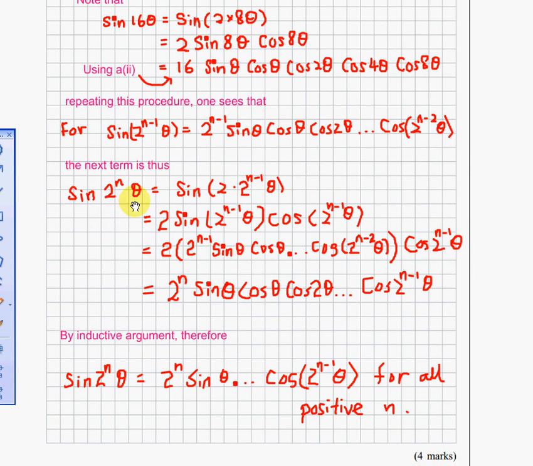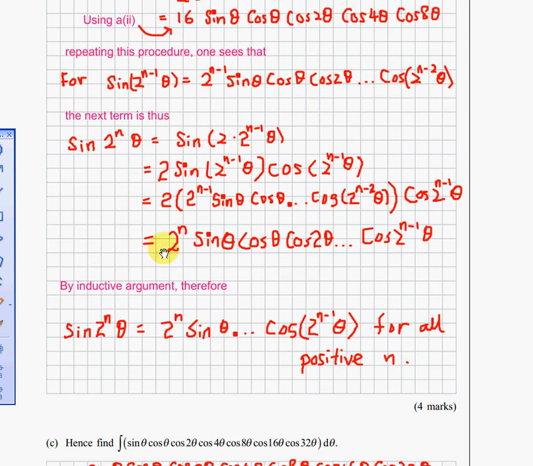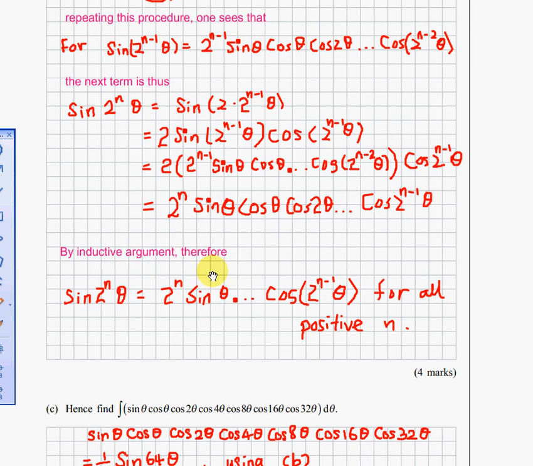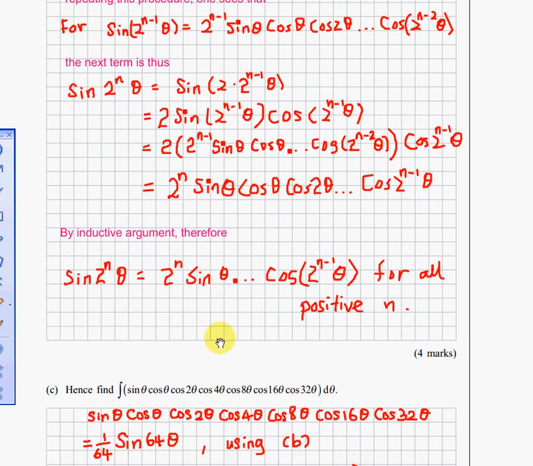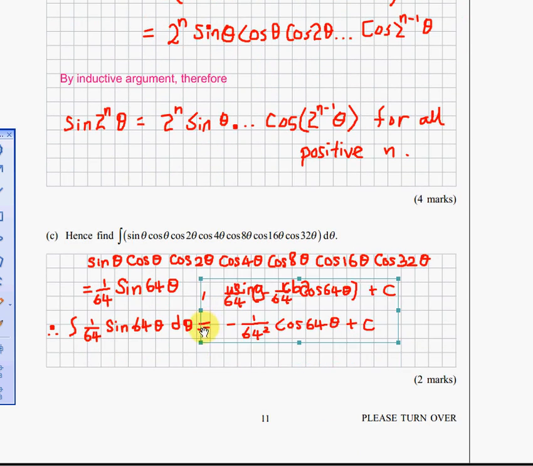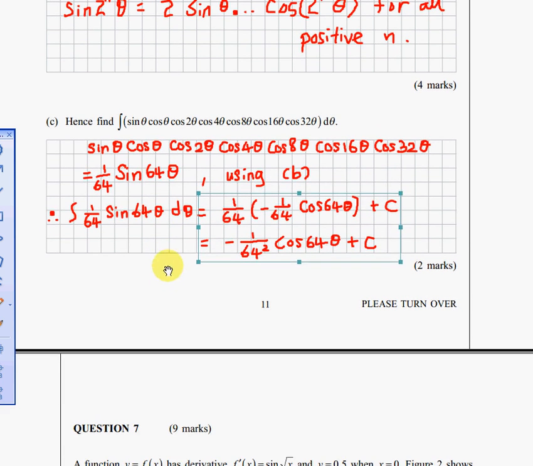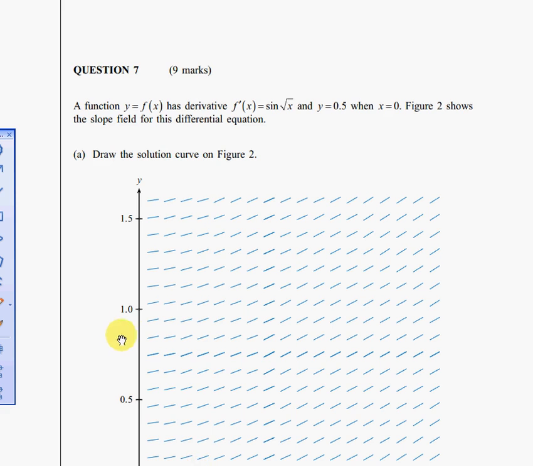And so we can see that therefore if for a term which looks like this, then the next term would rely on it, right? The sine 2 to the power of n theta would rely on this one here, and then we got this, and so we know that by inductive argument, this formula we can use to deduce the next term, and therefore we say that this formula is correct for all positive n. And the last part is just using the formula here, and beware that 64 here is 64 squared as you work on the problem.